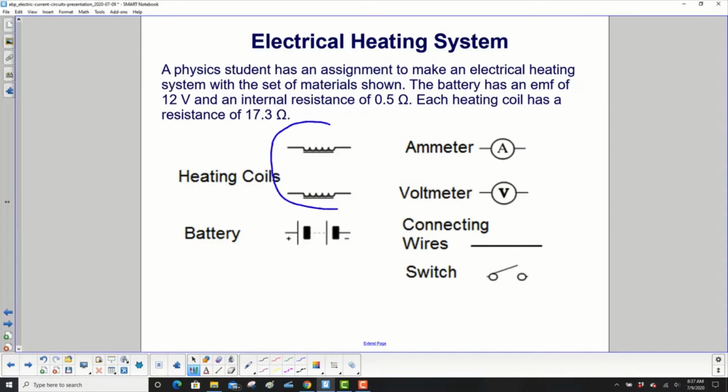So here's the heating coils, and what do they look like? They look like resistors, don't they? It's something called resistive heating. You pass current through a resistor and it heats up. So that's why it looks like a resistor.